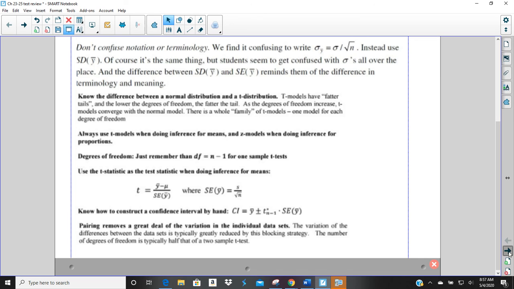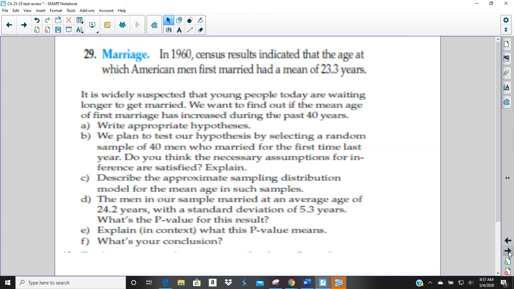Okay, so let's begin and go through. I'm going to try to go as quickly as possible through some of the questions I want to make sure we're good on. The 1960 census results indicated that the age at which American men first married had a mean of 23.3 years. It's widely suspected that young people today are waiting longer to get married. We want to find out if the mean age of first marriage has increased during the last 40 years.